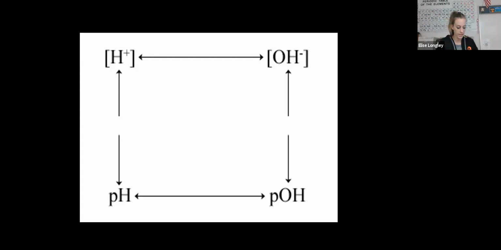So why do you think this looks like a square? Why do you think I did that? Trisha, why do you think this looks like a square?